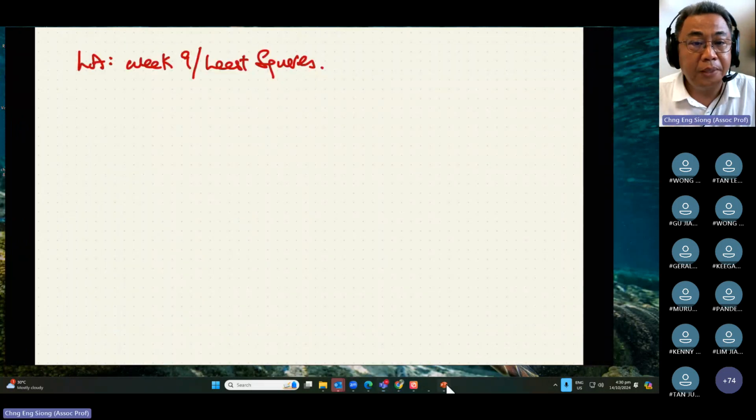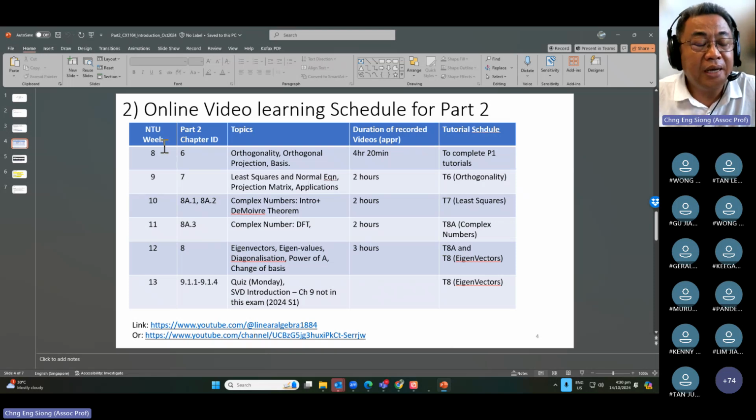So welcome everybody. We are now at week 9 of NTU semester 1, and we are now going to chapter 7, and it's called least squares and normal equations, and we'll complete everything in 2 hours. So it'll be 1 hour today and 1 hour on Friday, and then we can do complex numbers if we are going to do something on complex numbers. So that's about it. So let's do least squares and normal equations today.